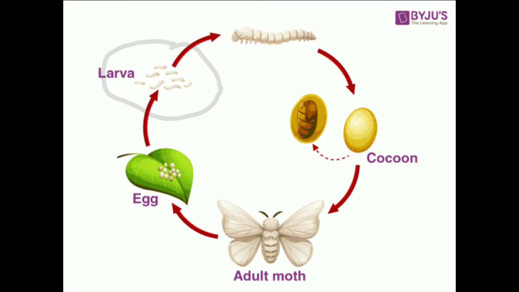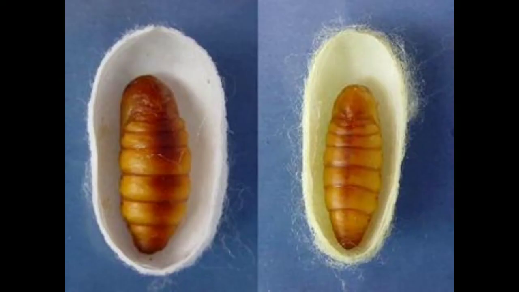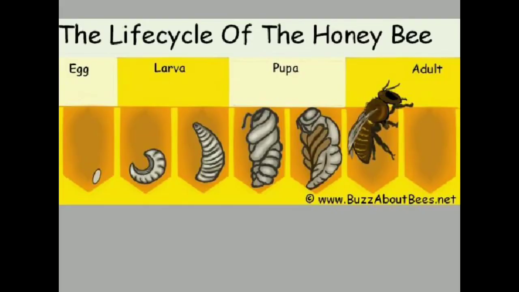This stage is also known as the voracious feeding stage. It grows quickly in the larva stage and develops salivary glands to secrete sticky substances. This secretion forms a long solid thread on contact with air, which is wrapped around to form a protective covering known as a cocoon.